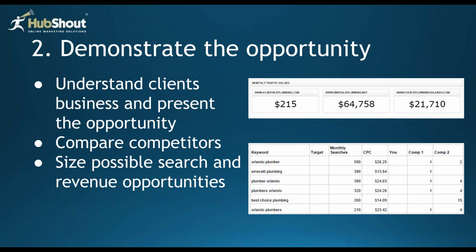Hey, a1serviceplumbing.com, you're only really getting $215. The value of your organic rankings using our calculation is $215. Your competitors have significantly more value coming in from their organic rankings. You need to address that, because these guys will beat you if you don't address the gap that you have in front of you today.